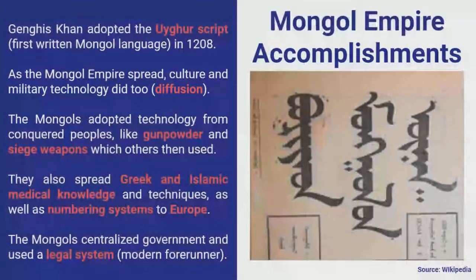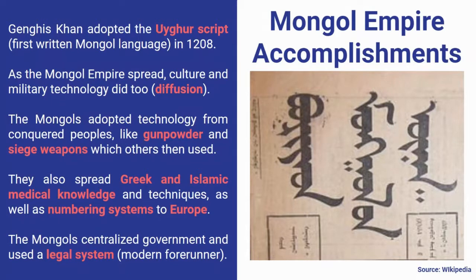So you need to know these major Mongol accomplishments, the first of all being the adoption of Uyghur script. This was the first written Mongol language in 1208. And it's significant because it was part of what allowed the Mongol Empire to become as successful as it was. It's hard to imagine them becoming this powerful interregional vast empire without some way of writing things down. If everything was being done by word, that would be difficult.